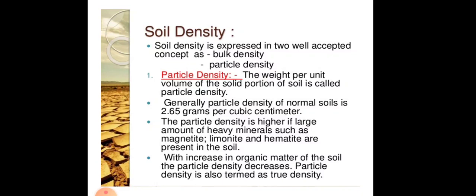In this calculation, we do not consider the spaces present between the particles. So this density is called true density, because here we only weigh the solid particles of the soil. So this is the particle density. And most important is that the average particle density for all soil is 2.65 gram per cubic centimeter.